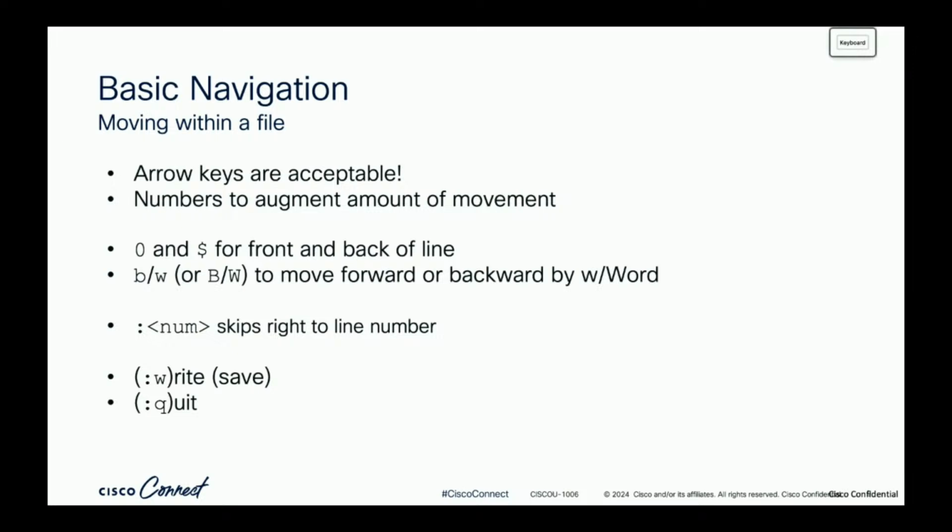I can use numbers to augment the amount of movement. What I mean by that is if I want to move 5 letters over, I can type 5 and then hit the right arrow key, and it will skip me 5 characters over. If I say 4 down, it will move my cursor down 4 lines. So you can augment the amount of movement by saying a number and then an action.